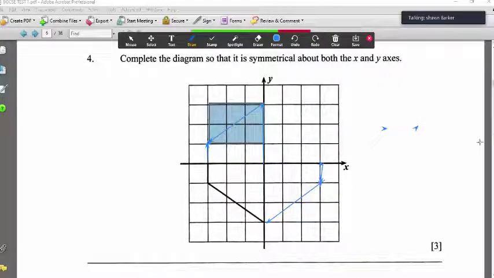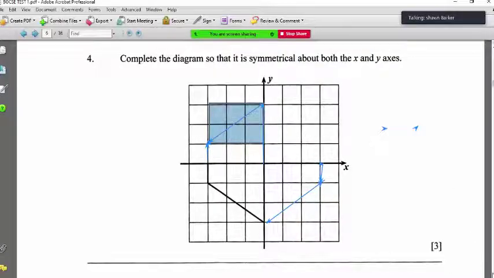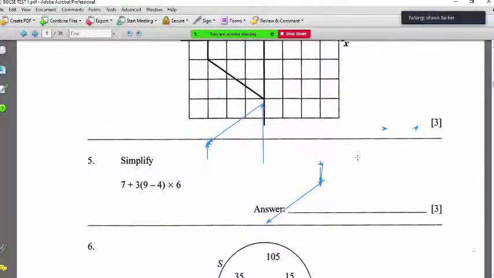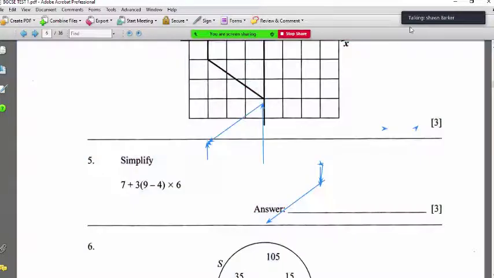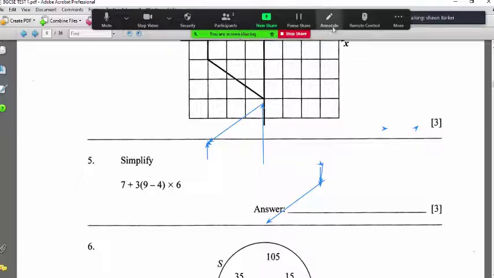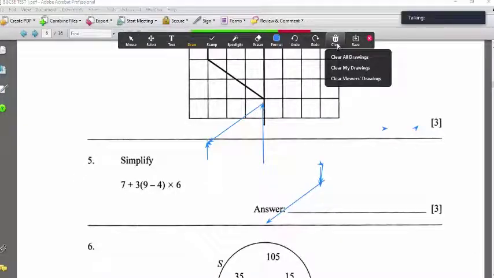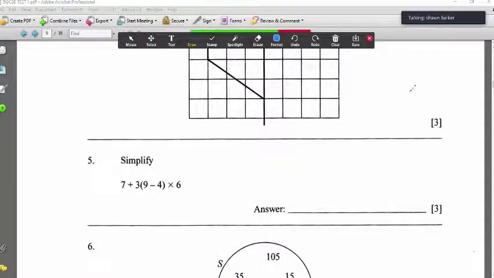Okay, let me clear this. Get this. Okay, so now I got to. Okay, hold on. Okay, all drawings. All right.